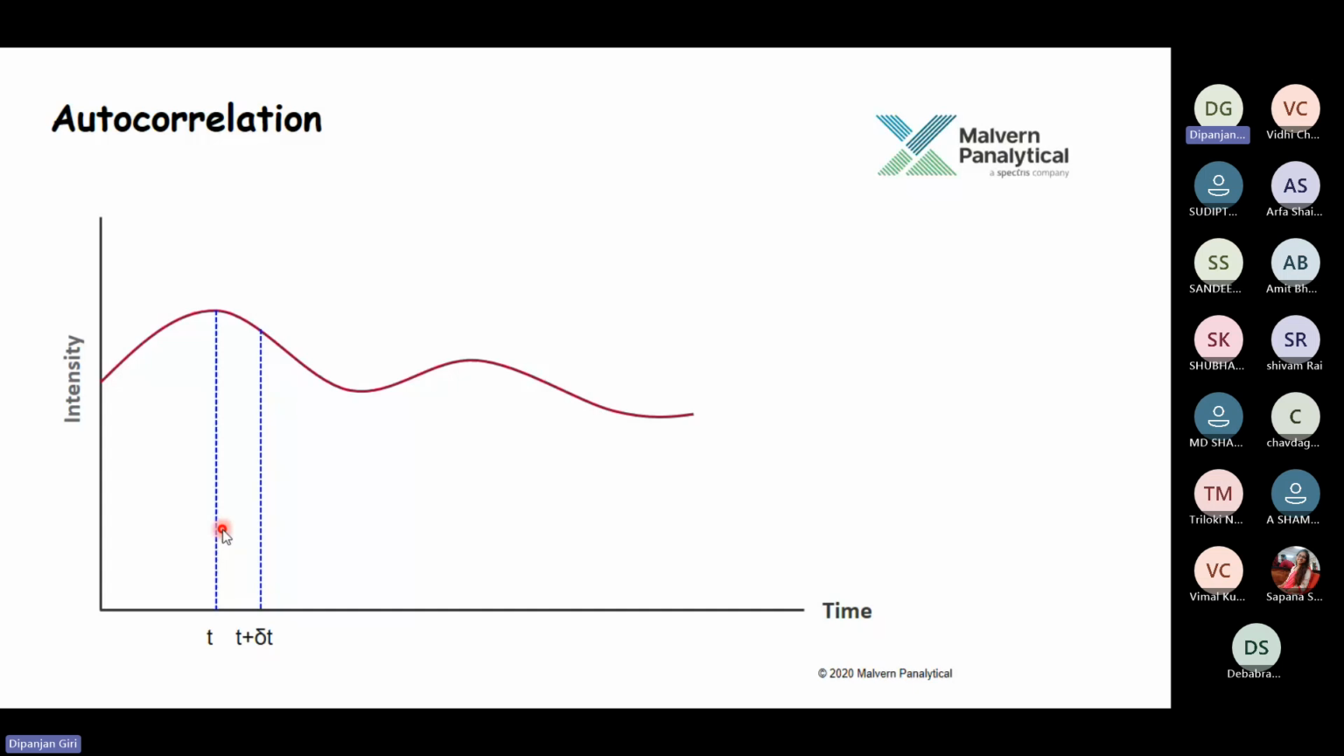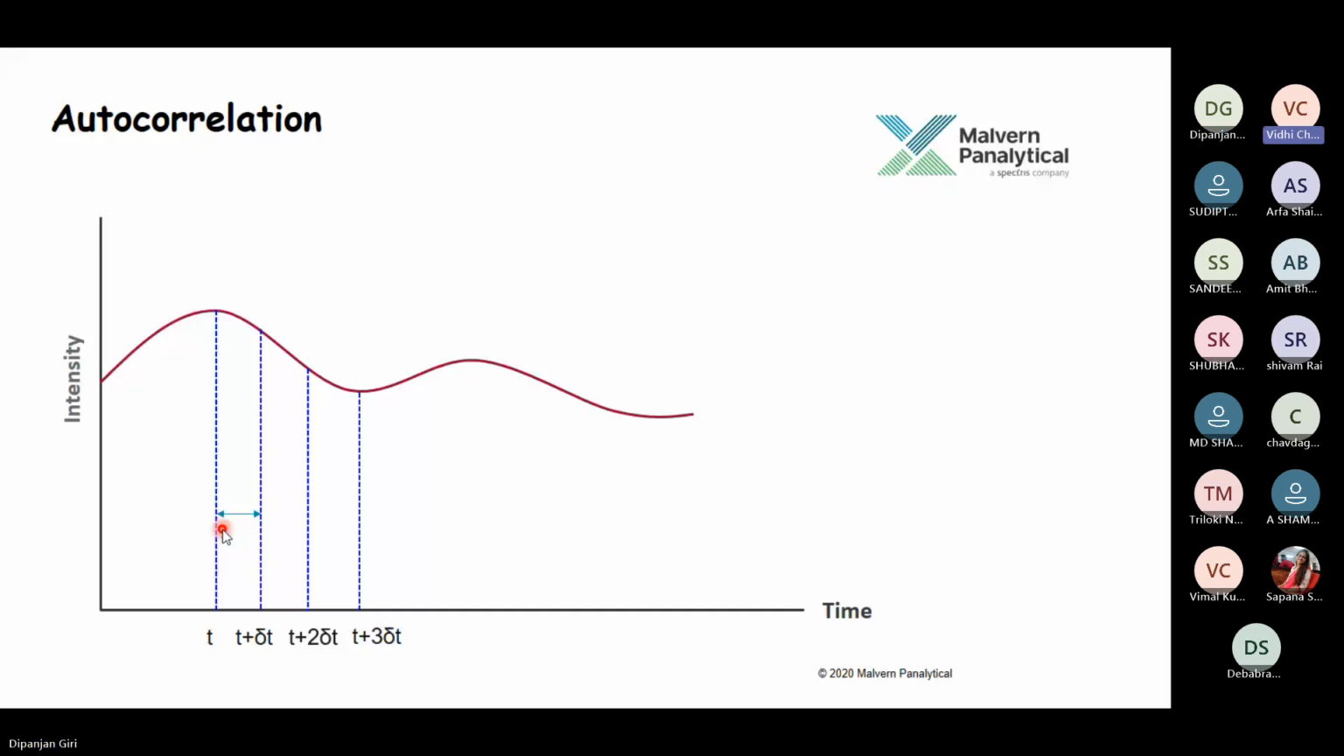Now if we increase the time interval, like t plus delta t, 2 delta t, 3 delta t, we will see some correlation with the intensity fluctuation at t, but as the time interval is increased, the correlation decreases. If you keep on increasing the time interval, the correlation will keep on decreasing, and the time interval of the new signal compared with the original one is known as the delay time tau.